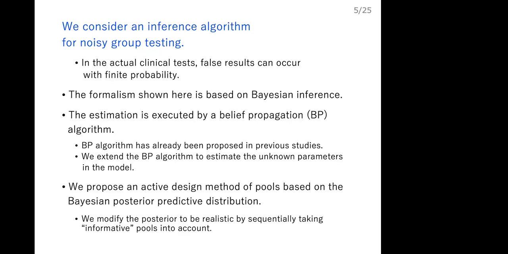Further, we propose an active design method for pooling to reduce the number of tests required for the identification of infected patients. Our method is based on the Bayesian posterior predictive distribution, and we modify the posterior to be realistic by sequentially taking the informative pool into account. This informativeness is measured by the predictive distribution.